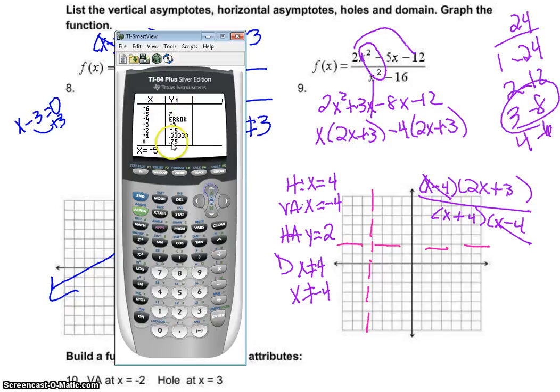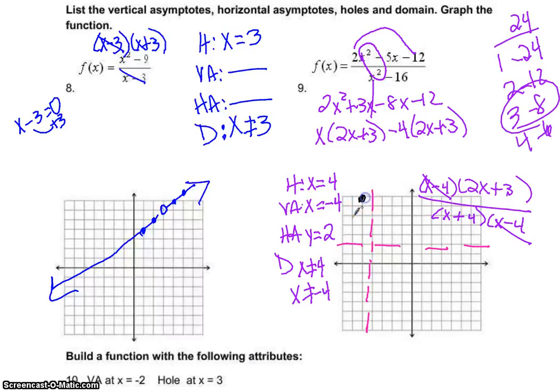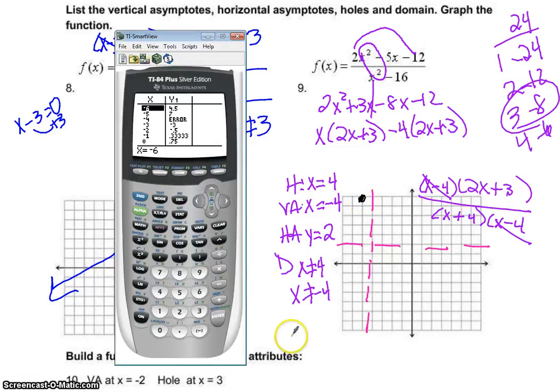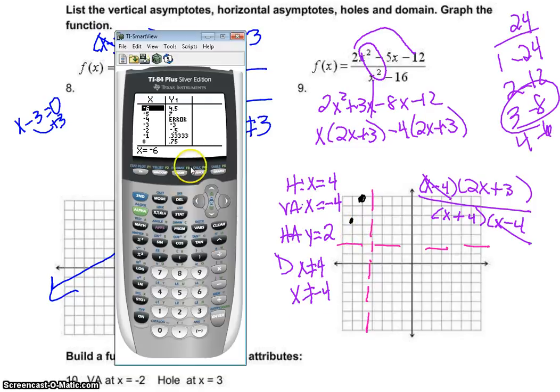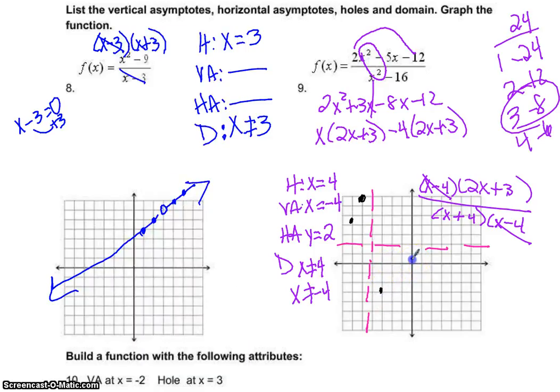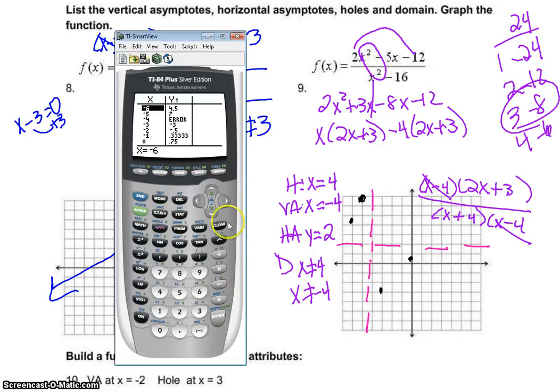So a couple of points before negative 4 would be like negative 5, 7, and negative 6, 4.5. And then I'm going to have some points after the error at negative 3, and at 0, 0.75. And then there should be another error at 4, and there is. Keep in mind that that error at 4 is a hole.